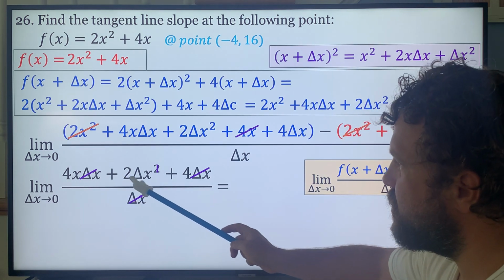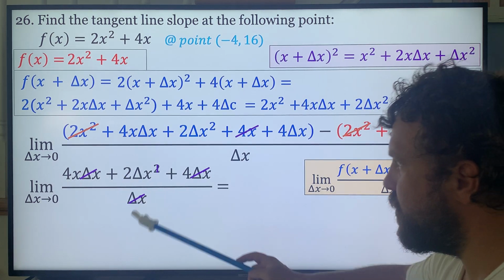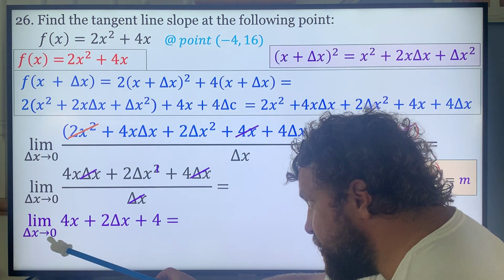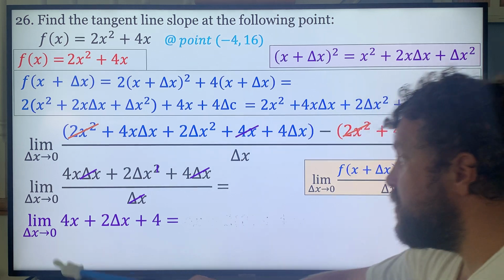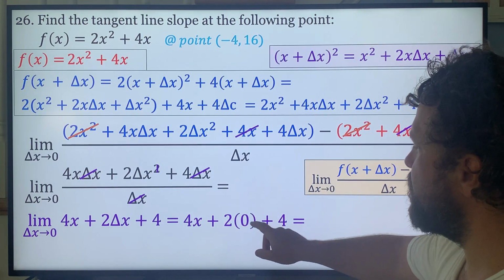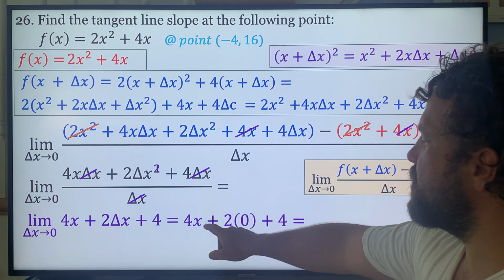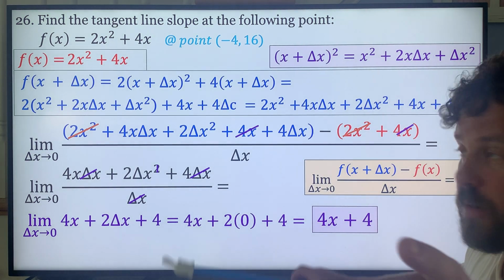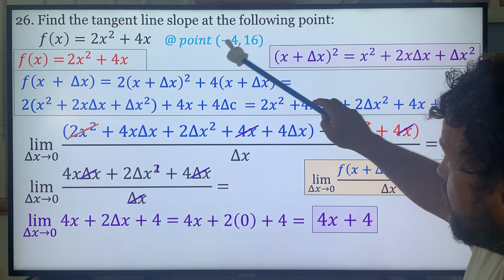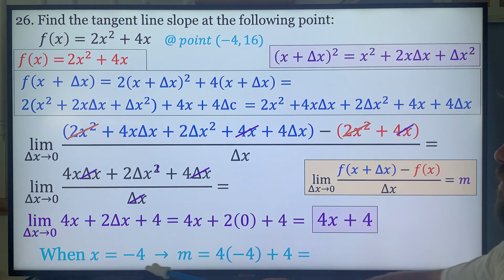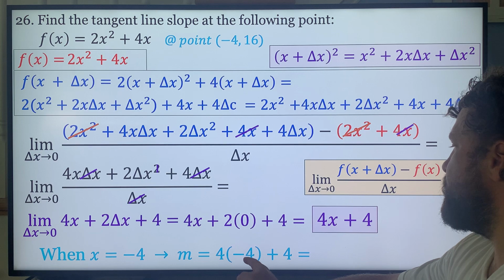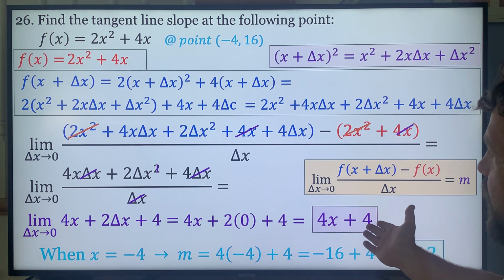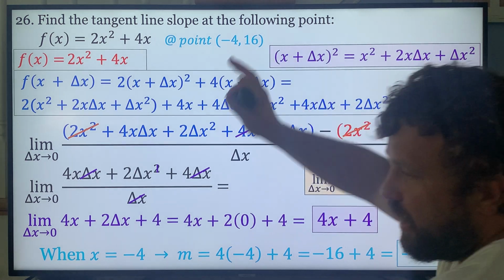4x times 1 plus 2 delta x plus 4 times 1, over 1, gives you 4x plus 2 delta x plus 4. Now we're going to plug in 0 for delta x. You get 4x plus 4. So this is my tangent line. How do we find the slope? What number are we going to plug in here? Pick one. The x. We're going to plug in the negative 4. 4 times negative 4 is negative 16 plus 4 is negative 12. So the tangent slope at that point is negative 12.